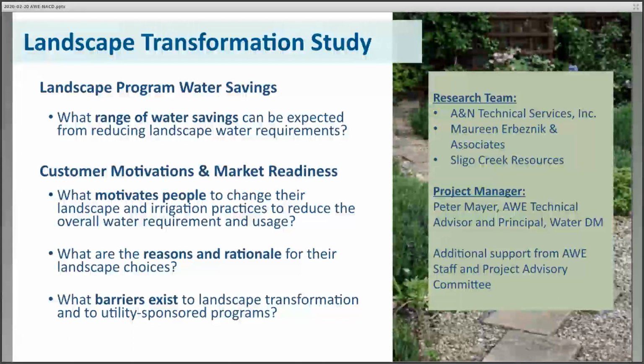So our landscape transformation study was a huge undertaking, and it had two primary components. First, we wanted to look at the range of savings that can be expected from conservation programs that target outdoor irrigation. And this was one of the gaps in the research: when a water utility is planning a program like this, there wasn't a lot out there to look at what types of savings have been achieved from these programs. So we really wanted to look into that. And then we also looked into customer motivations for changing their landscape as well as market readiness.